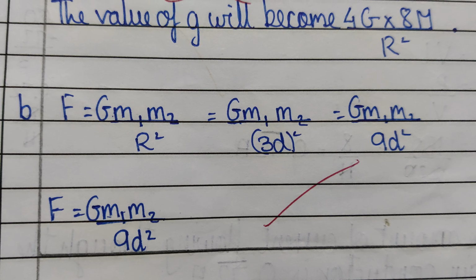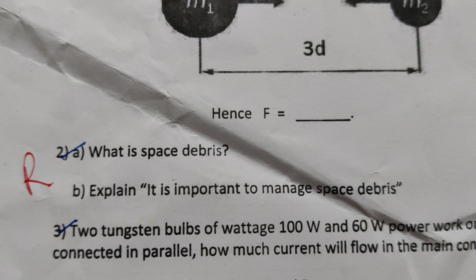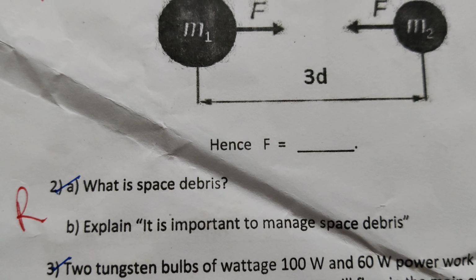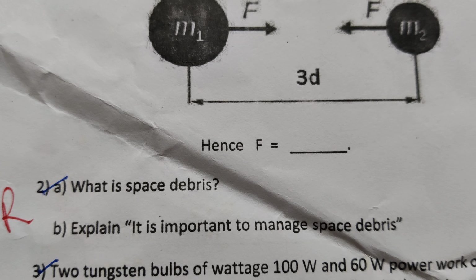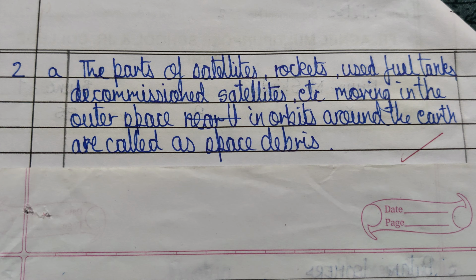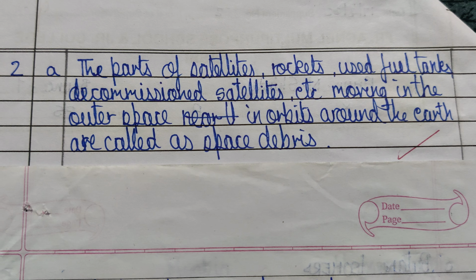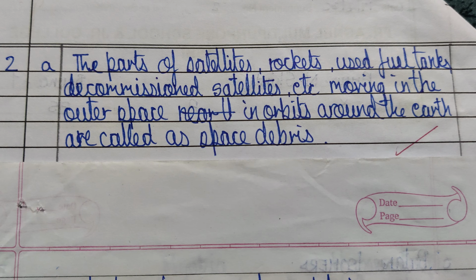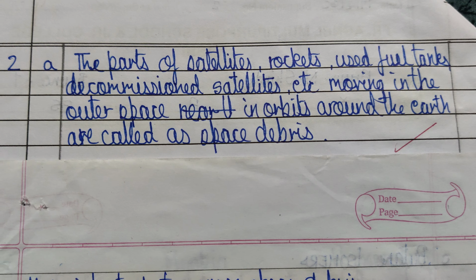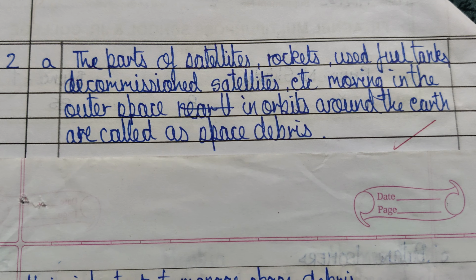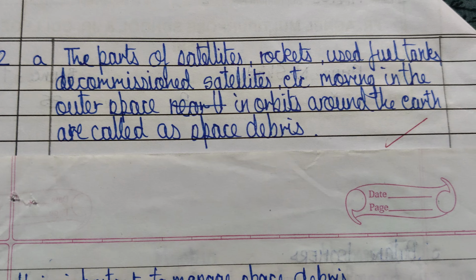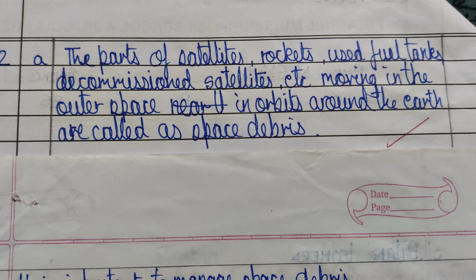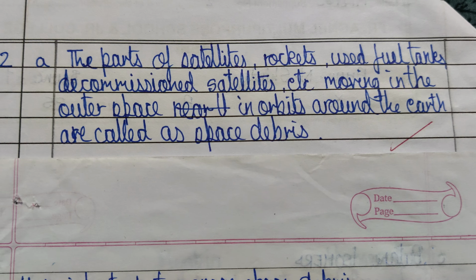What is space debris? Explain why it is important to manage space debris. The parts of satellites, rockets, used fuel tanks, decommissioned satellites, etc., moving in outer space in orbits around the Earth are called space debris.